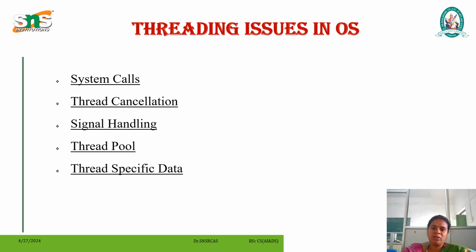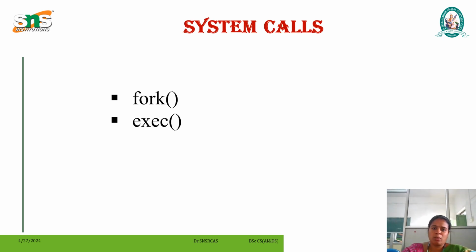Next one, thread issues in operating system. What are the thread issues in operating system? System calls, thread cancellation, signal handling, thread pool, thread specific data. Next one, system call. There are two system calls, fork and exec.